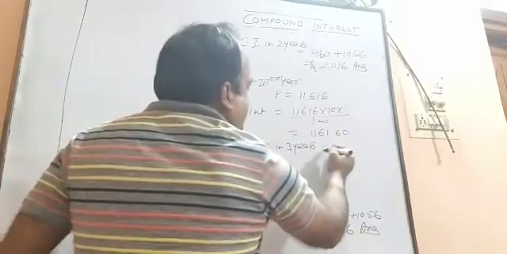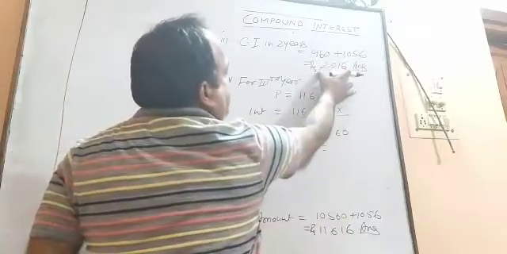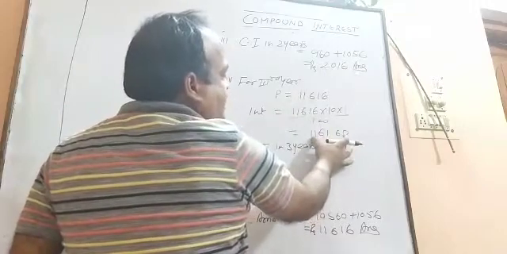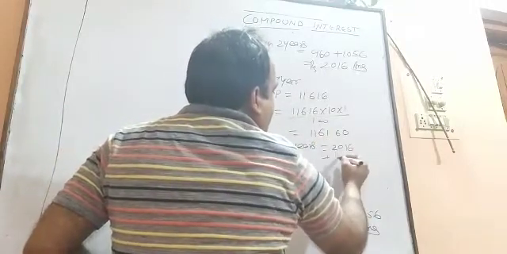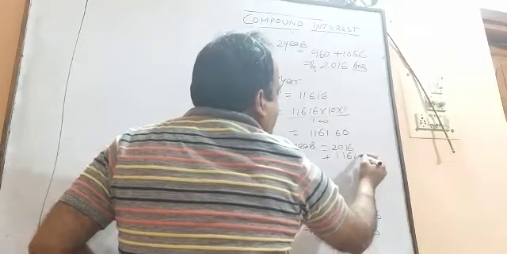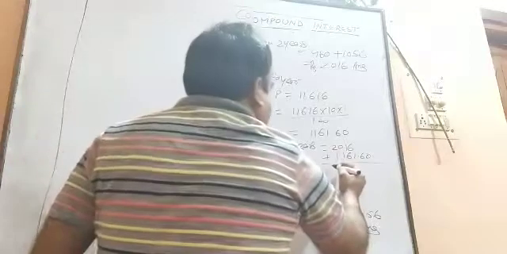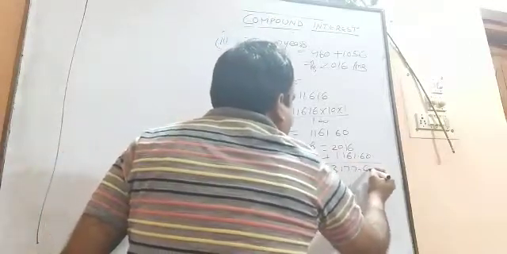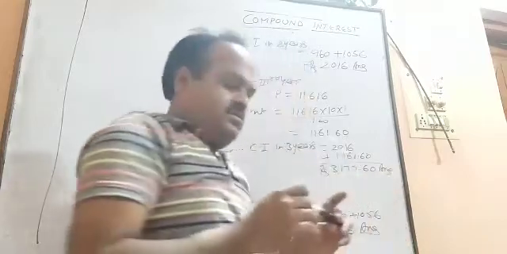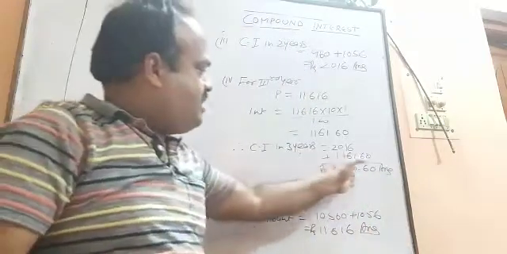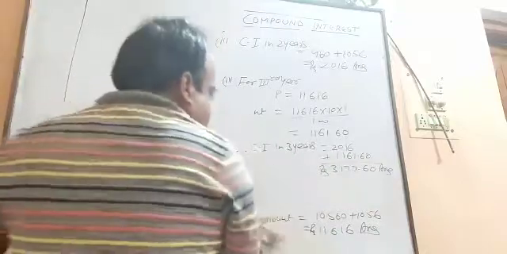Compound interest in 3 years can be obtained by adding the compound interest in first 2 years and the compound interest of third year. So 2,016 plus 1,161.60, which comes as 3,177.60 rupees. Answer. So compound interest in 3 years will be 3,177.60. Now let us consider another question.